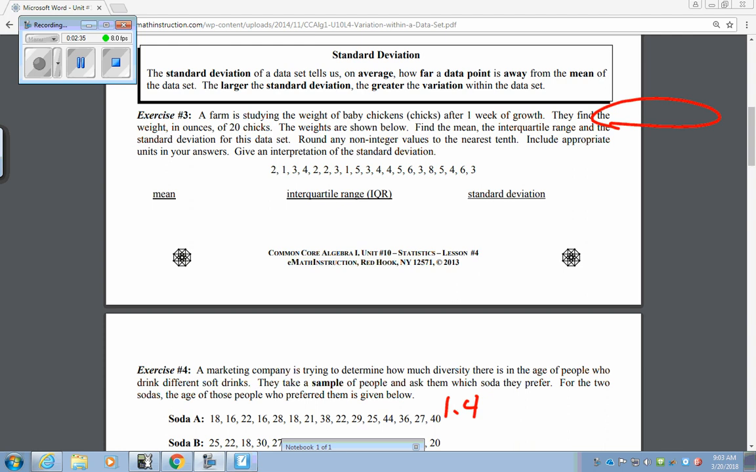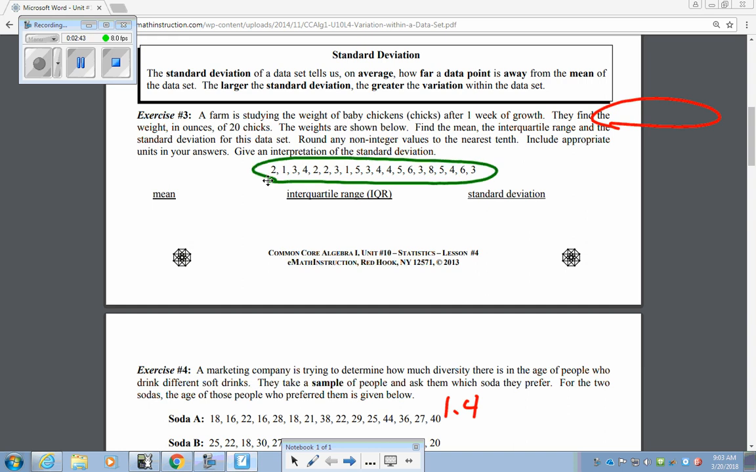So now I move down to exercise 3, and I'd like you to take a minute, go to the stats section, input these numbers, and then come up with answers for the mean, the interquartile range, and the standard deviation. Once you do that, just call myself or someone else in the room over to check it.